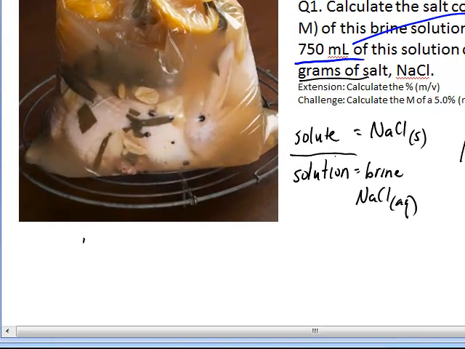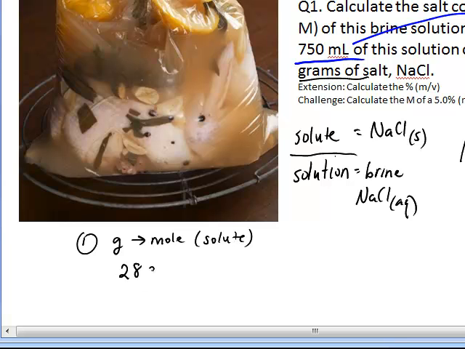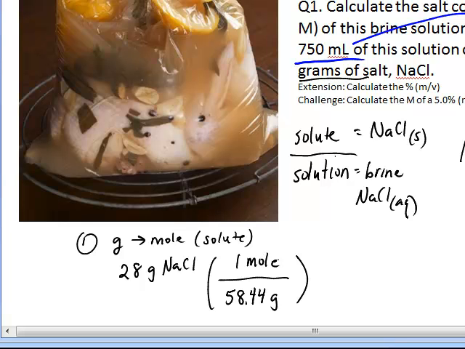Okay, so I'm going to write it down here. So 1, we're going to convert grams of solute to moles of solute. To do that, we're going to need the molar mass, if you recall. 28 grams of NaCl is how many moles of NaCl? So we use the periodic table. We add up the atomic masses of NaCl, sodium and chlorine, and we should get 58.44 grams. And that is equal to 1 mole of NaCl.